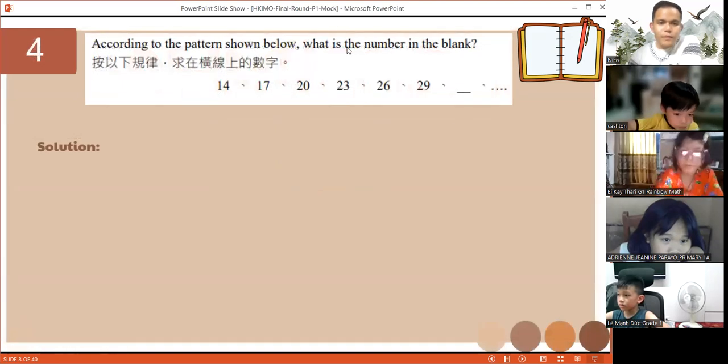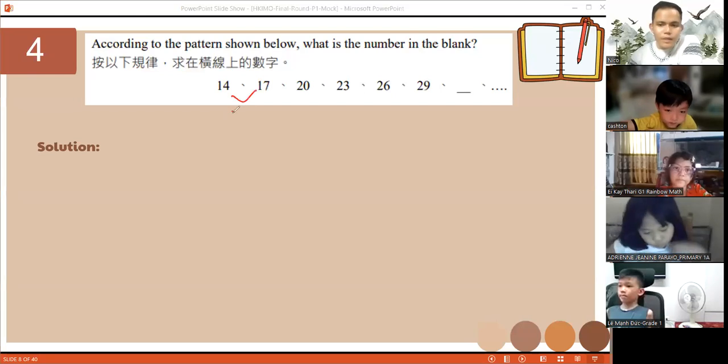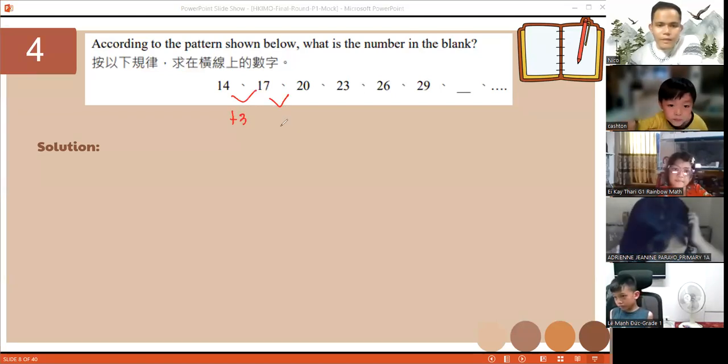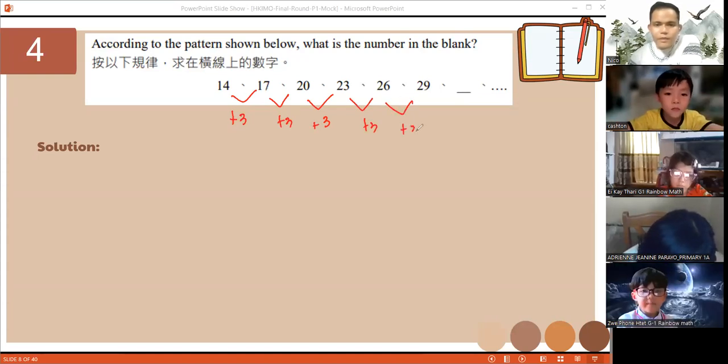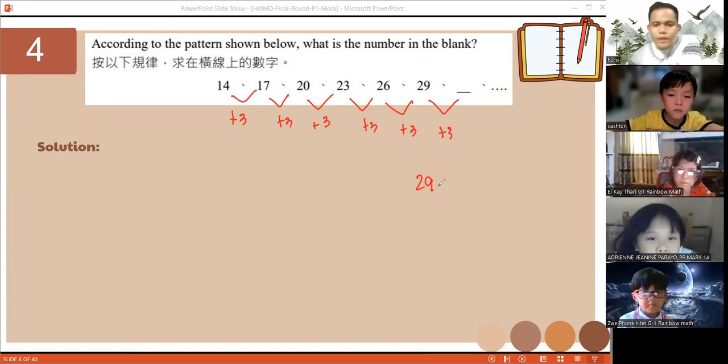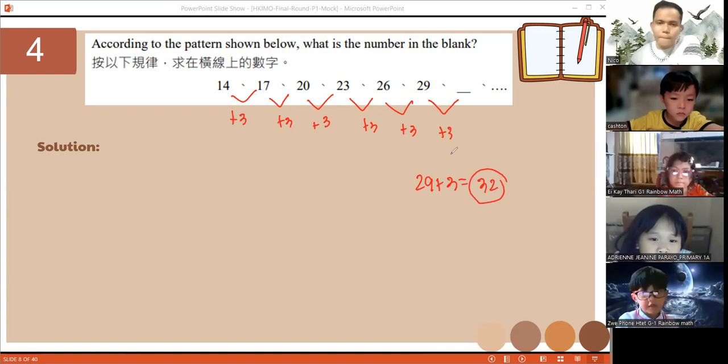Okay, for number 4, you notice that there's a sequence here. It's always adding 3, adding 3, adding 3, adding 3, and plus add 3. 29, so plus 3. Practically, this is just add 3 or plus 3. So 29 plus 3 will get 32.